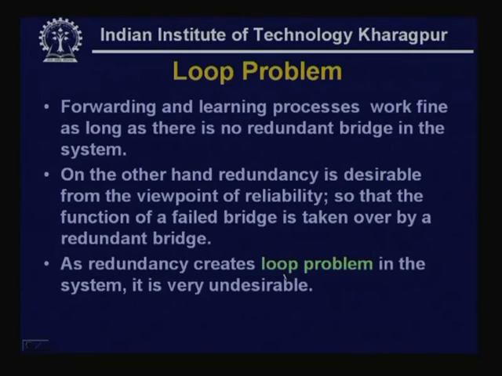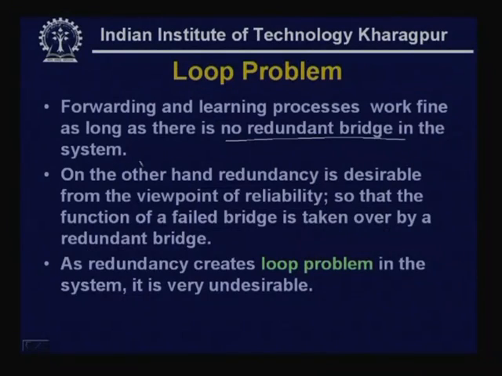Now this forwarding and learning process works fine as long as there is no redundant bridge in the system, so only one path exists from one station to another. In such a case, there is no problem. For a unique path, it is necessary that there is no redundant bridge. So from one station to another station, there is a unique path, maybe through a number of bridges.